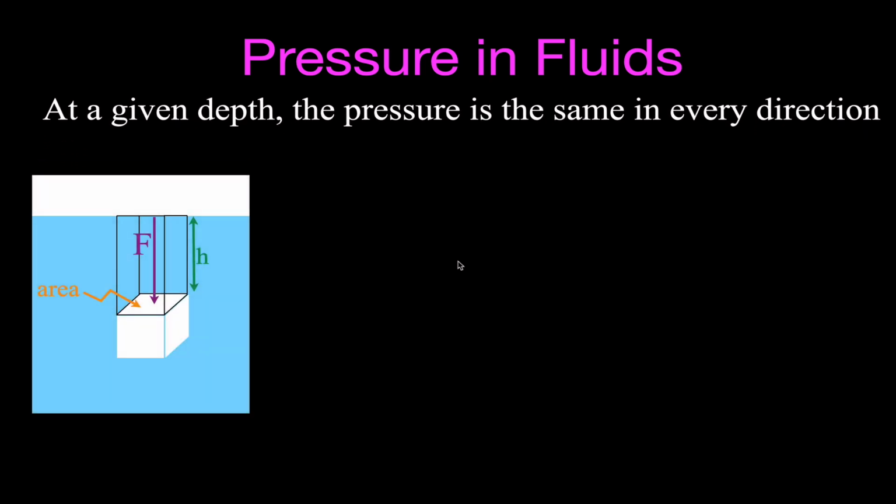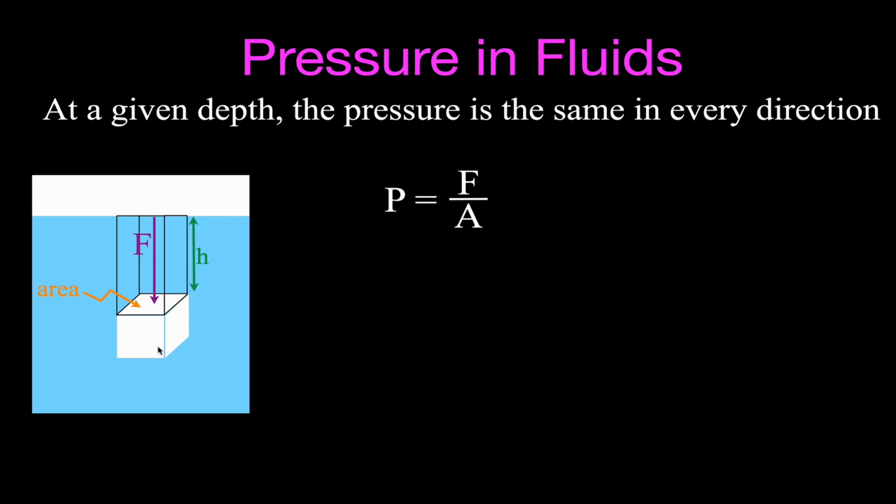So we said that at a given depth, the pressure is the same in every direction. Now I'm going to show you how to derive the equation for the pressure. Sometimes textbooks just give it to you. I think it's an interesting derivation. We're just going to start out with our pressure equation, that the pressure is equal to the force divided by the area.